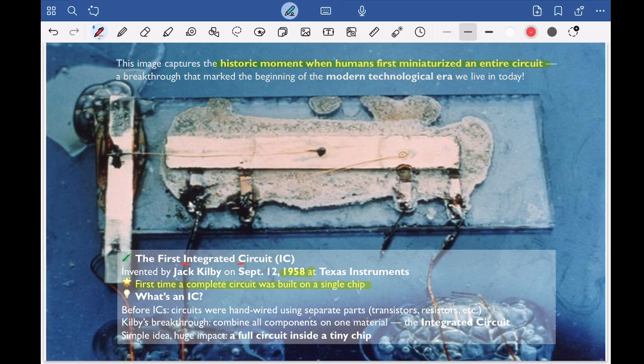So before the IC, circuits were hand-wired using separate parts, transistors, resistors. Then Jack Kilby's breakthrough combined all components on one material. And this is how we call it an integrated circuit. The simple idea is that we put a full circuit inside a tiny chip. So that's the important demonstration. Although this circuit doesn't look very fancy, there's a lot of inspiration after this demonstration. That's why we have these very beautiful, amazing engineering miracles at this moment.